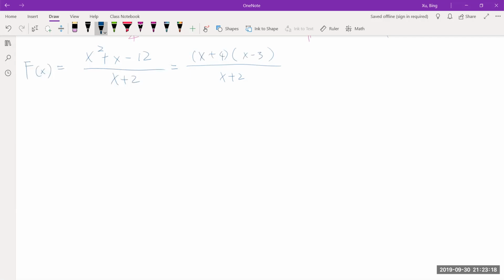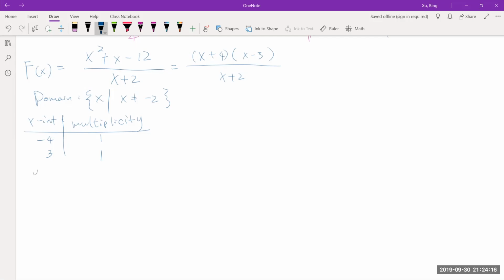All right, so the domain here should be all real numbers but -2. Now for the x-intercept, we look at the numerator, the top. What numbers will make the numerator equal to 0? So -4 and 3. The multiplicity for each is 1, which means your graph will cross the axis at those two x-intercepts.